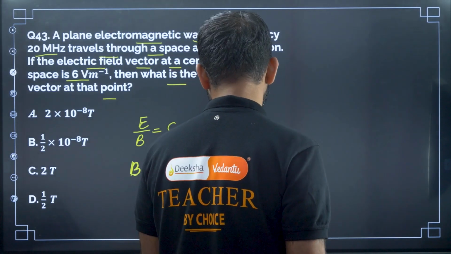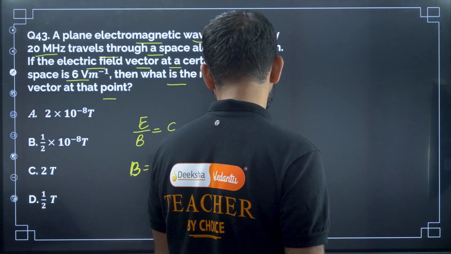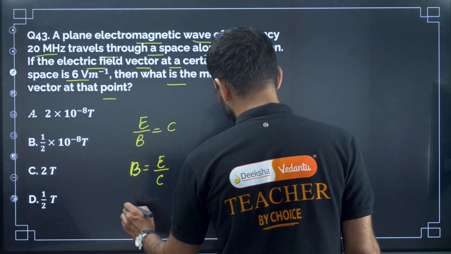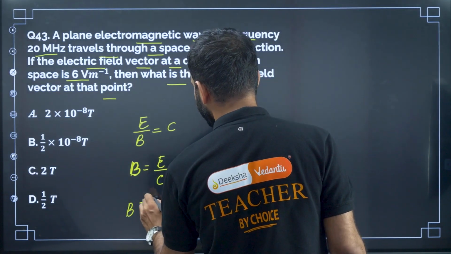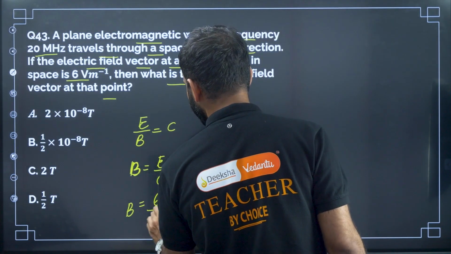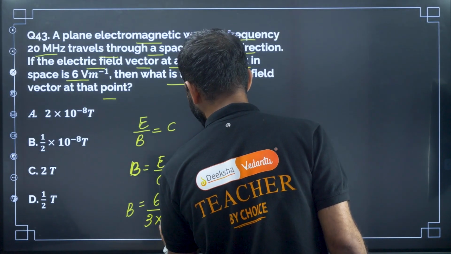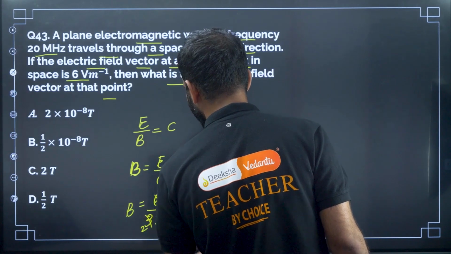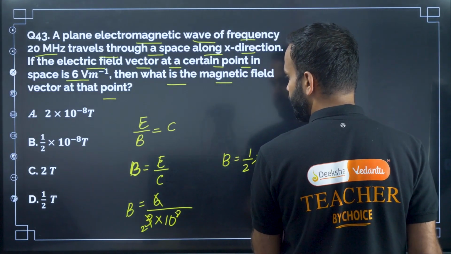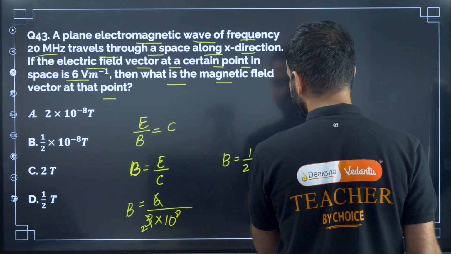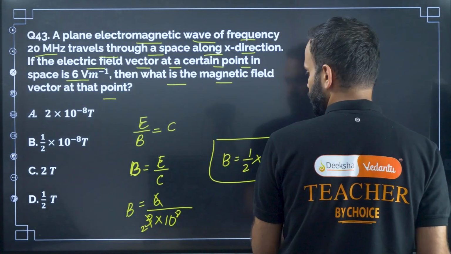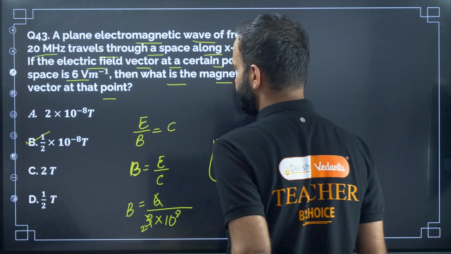E by C, right? Okay, so now here B is equal to E, which is 6 volt per meter, divided by C, which is 3 into 10 to the power 8 meter per second. So this will be 1 by 2. So B is equal to 1 by 2 into 10 to the power minus 8 Tesla. So the correct option is B.